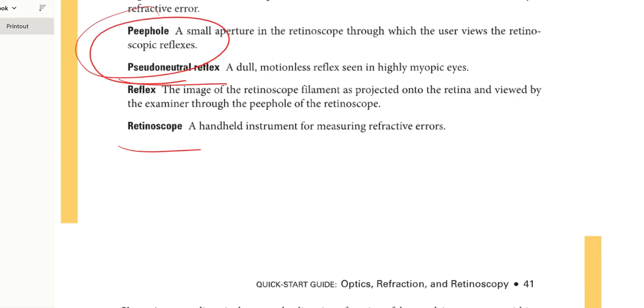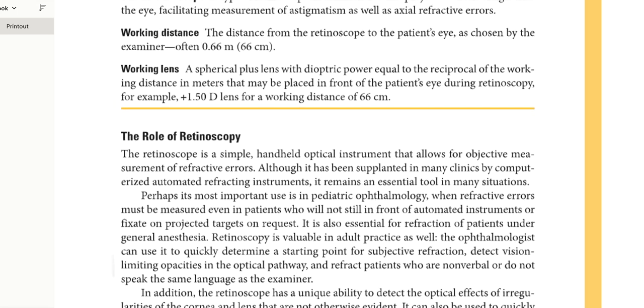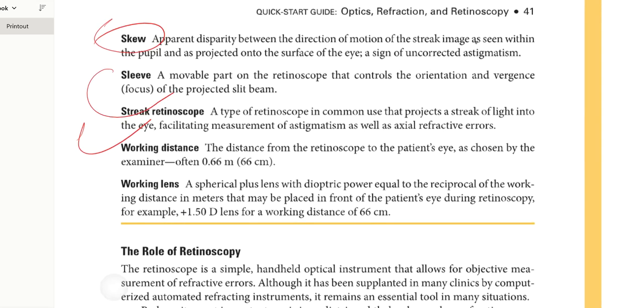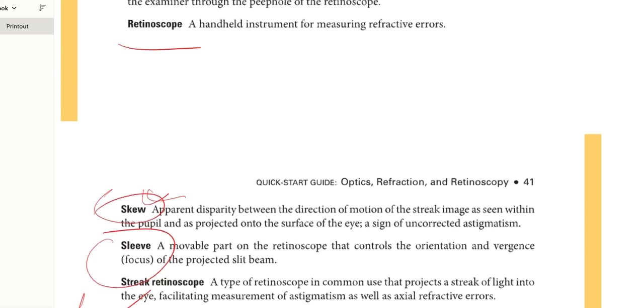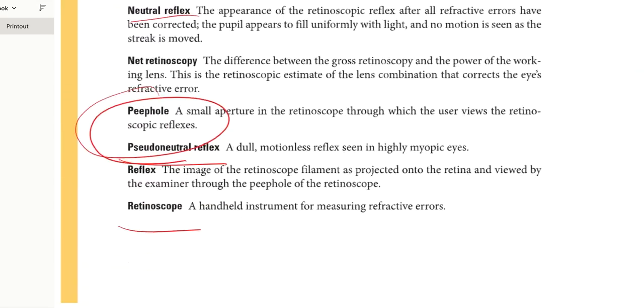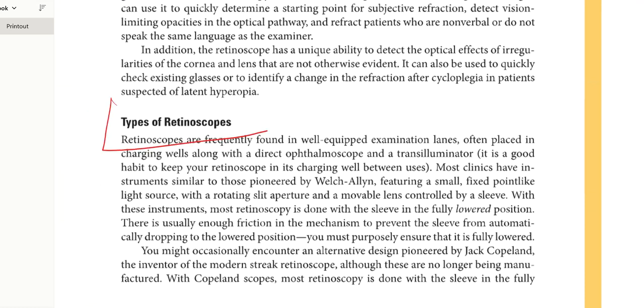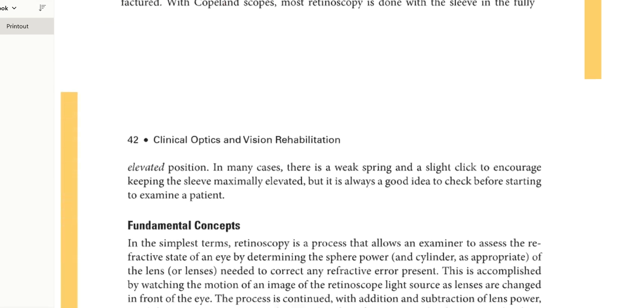Quickly read all these, and these definitions are very important. These index, skew, and blur, break, these are explained later, and these are very important. I will mention retinoscope. You have to read.